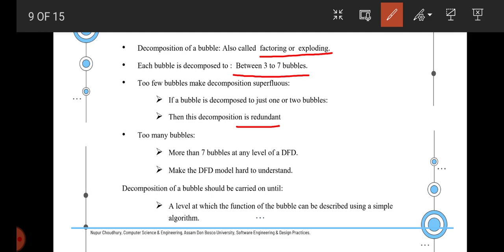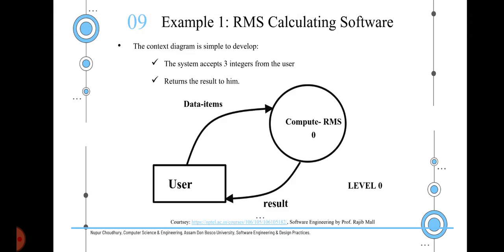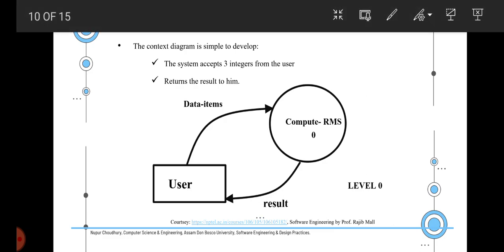Now when I'm talking about decomposition, it essentially means that I'm breaking down a bigger operation into smaller and sub-smaller functions. So now let us look into an example which is being taken from Software Engineering by Professor Rajiv Mall, available in NPTEL, and it is known as the RMS calculating software. So RMS essentially stands for root mean square calculating software of 3 integers.